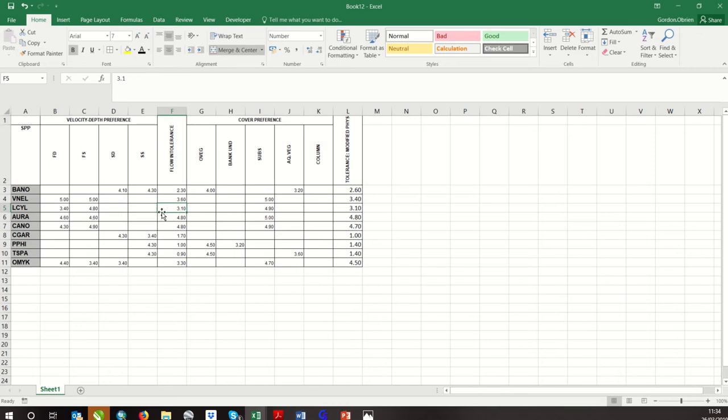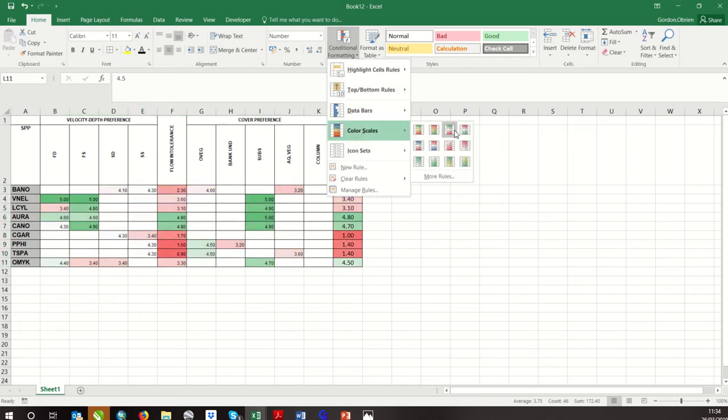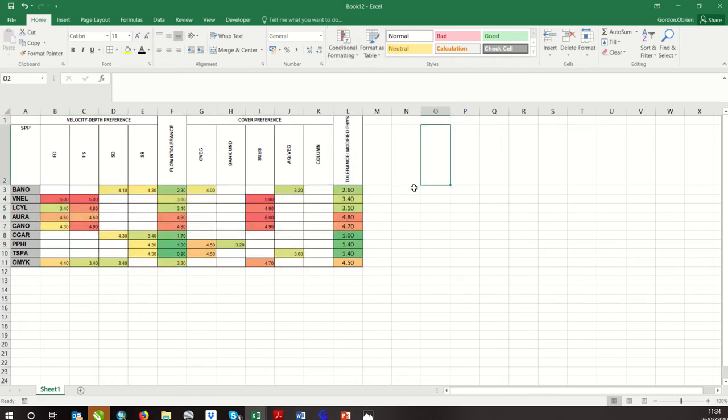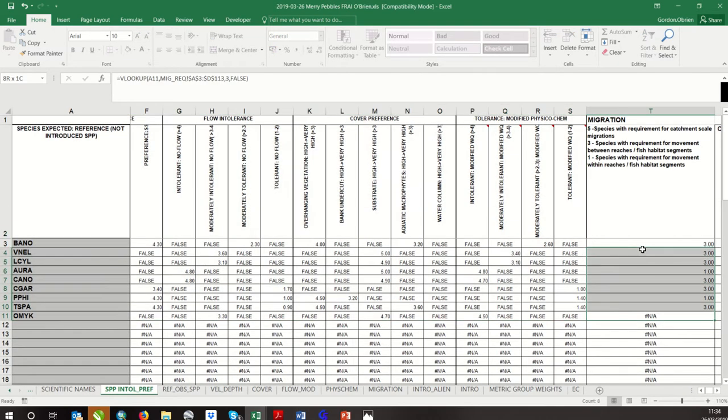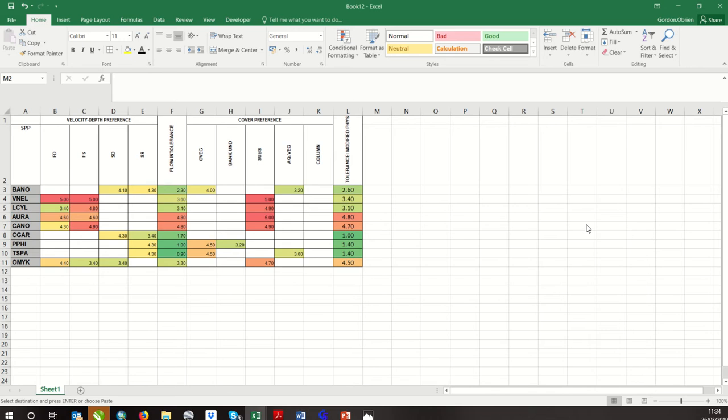And I just want it to be in the middle. Okay, so these scores are all out of 5. So then I want to just put a color scale there, and also just to see the colors. So I want them to jump out at me. Okay, you with me? And the last thing I didn't do was I didn't add in this migration requirement.